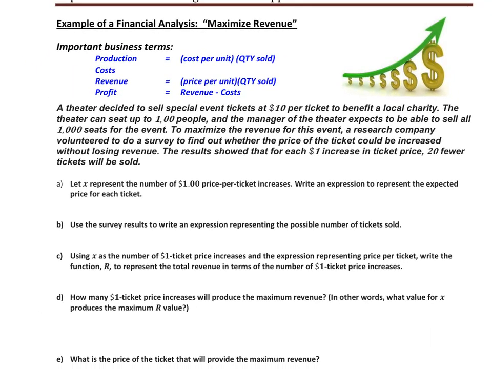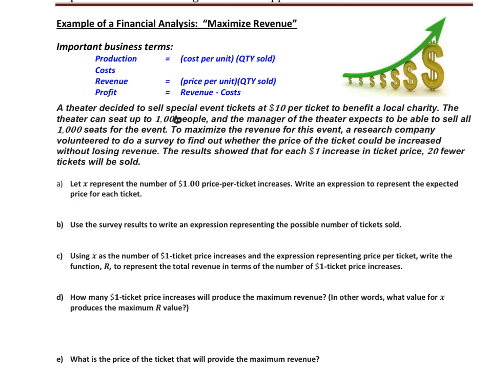So, we have a theater, and they're selling special event tickets at $10 per ticket to benefit a local charity. The theater can seat up to 1,000 people. So the first thing here I notice is that I have a typo. So this should be 1,000 people. And the manager of the theater expects to be able to sell all 1,000 seats for the event.